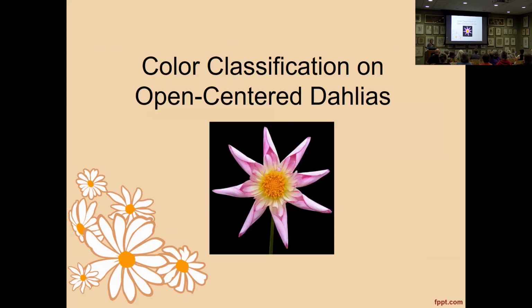Now we get to the more difficult part. This is color classification on open-centered dahlias. And I don't know about out here, I heard a comment today that there was a lot of micros, which primarily the micros are made up of open-centered. Not totally, but the majority of the micro forms are open-centered forms. So open-centered are becoming very popular.